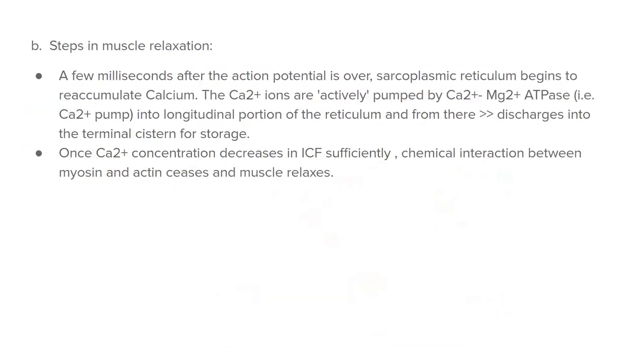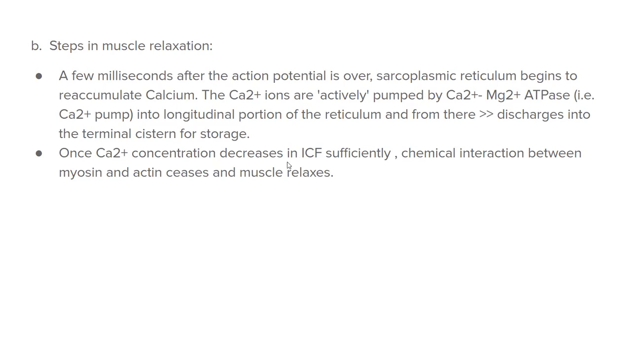Now, what happens in muscle relaxation? A few milliseconds after action potential is over, the sarcoplasmic reticulum begins to reaccumulate calcium. The calcium ions are actively pumped by the calcium magnesium ATPase into the reticulum, I told you. And then it goes into the terminal cistern and stays there till the next action potential comes, and there is a generation of electrical difference and then the release.